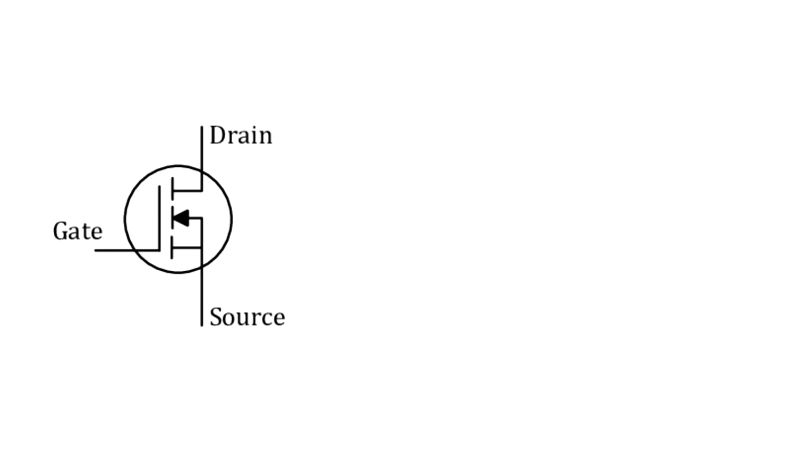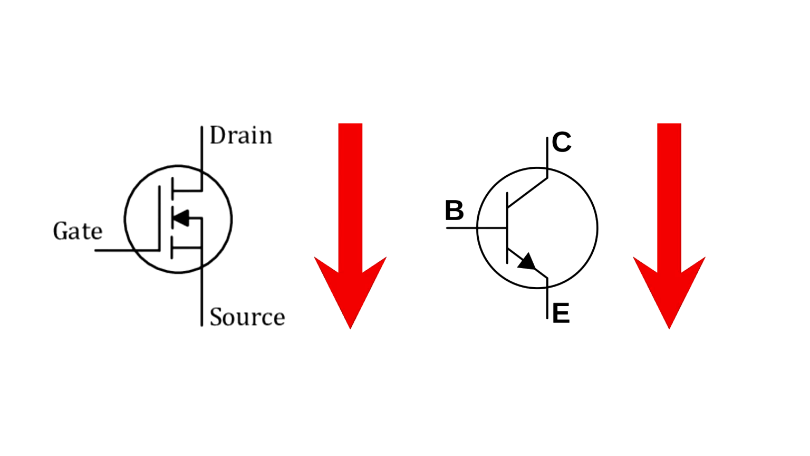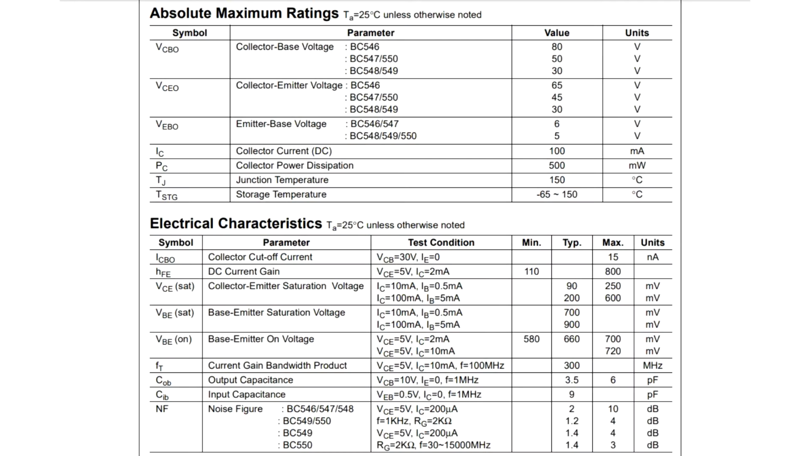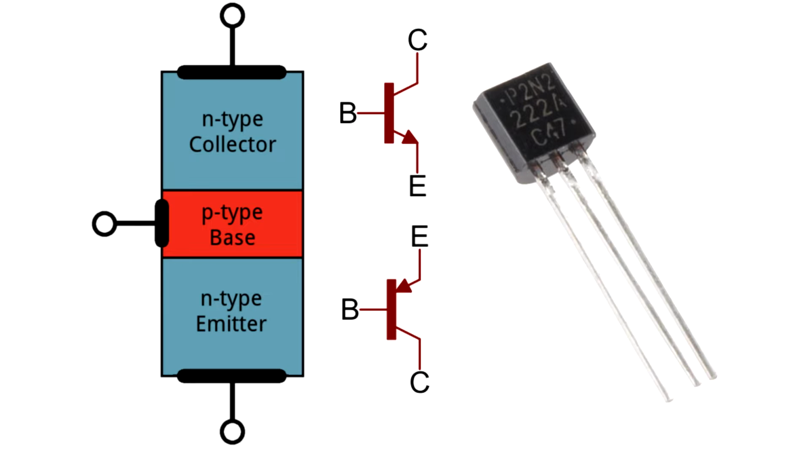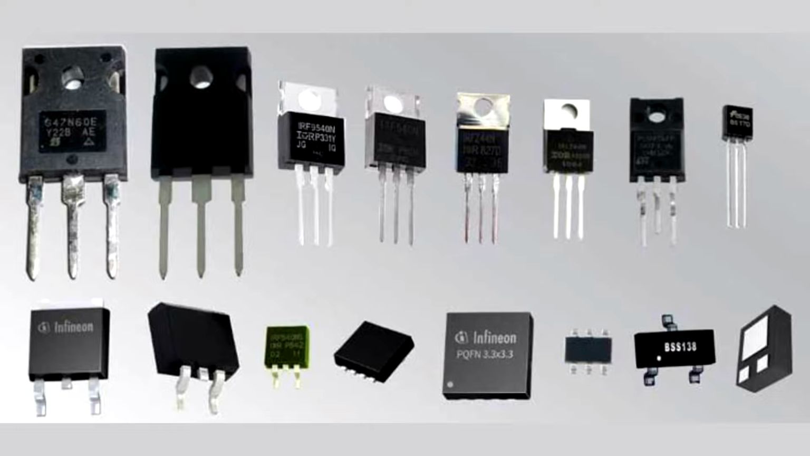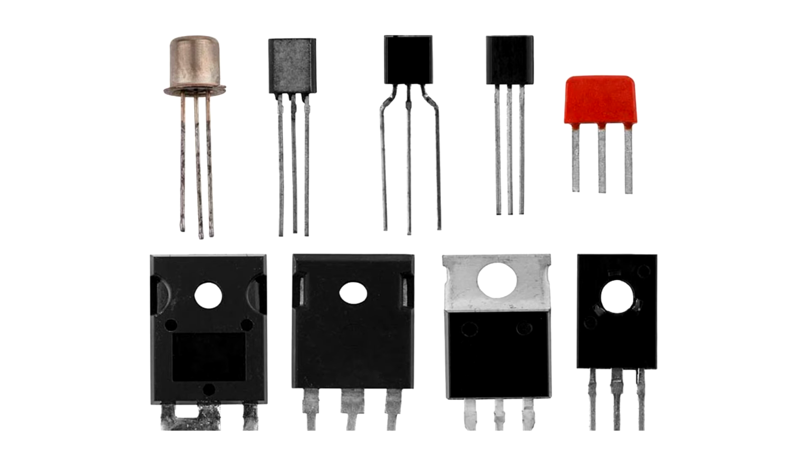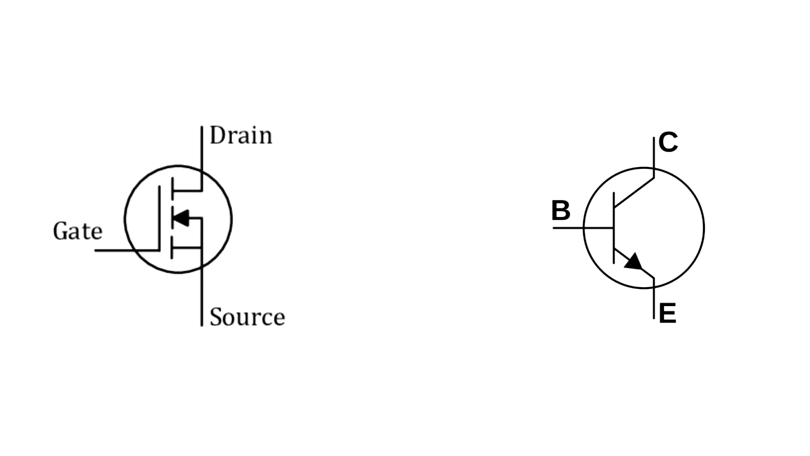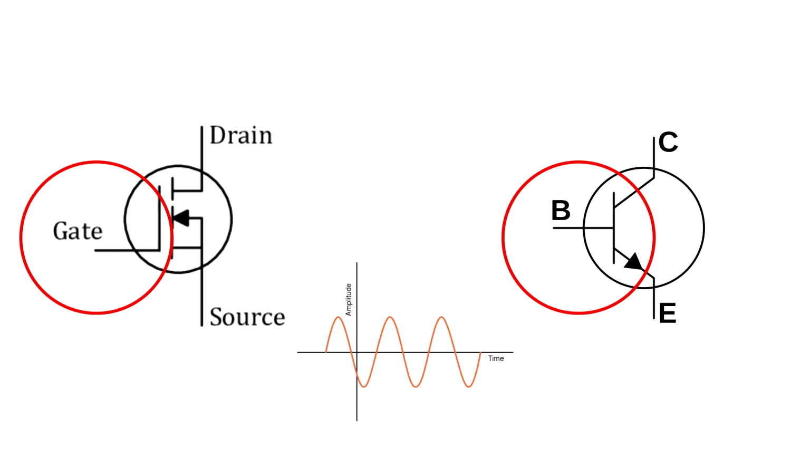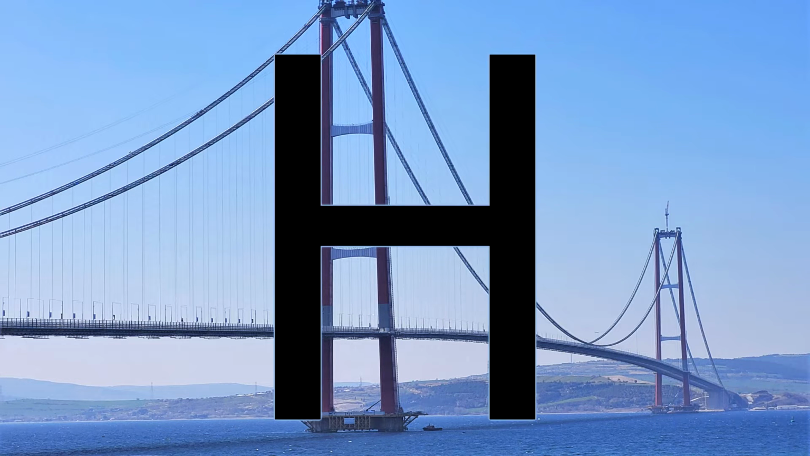Let me explain how. Both the N-channel MOSFET and NPN transistor symbol direction is the same. Their current usage and internal composition are different, but their working is similar. MOSFETs are voltage control devices and transistors are current control devices, but both can operate by applying a signal to the gate or the base of the FET. Here's how this H-bridge works.